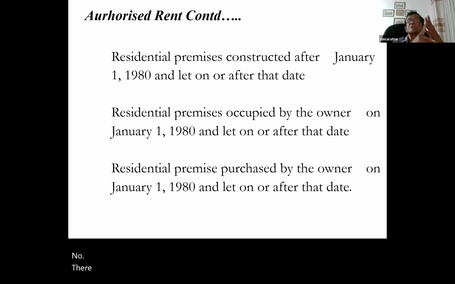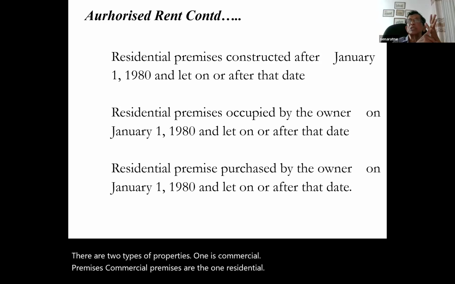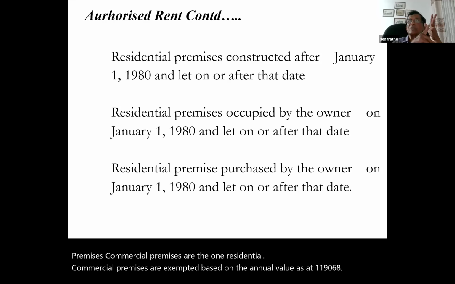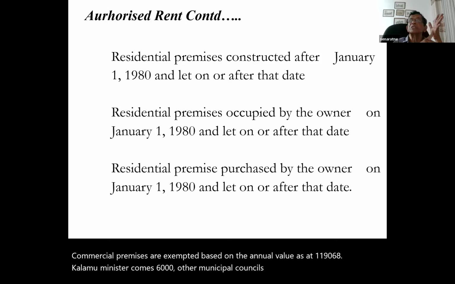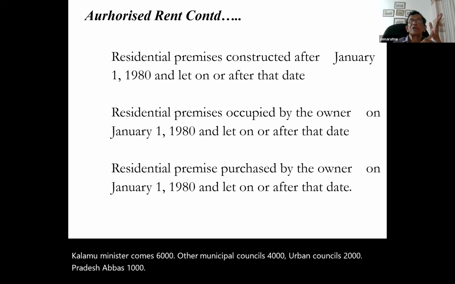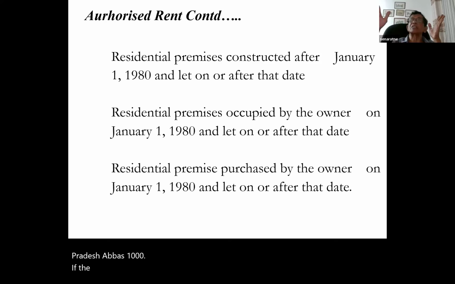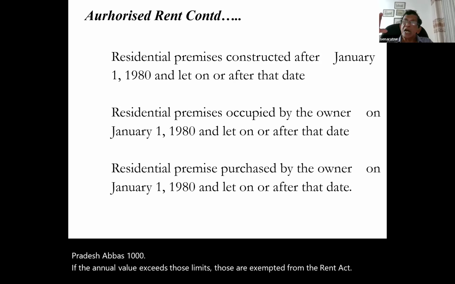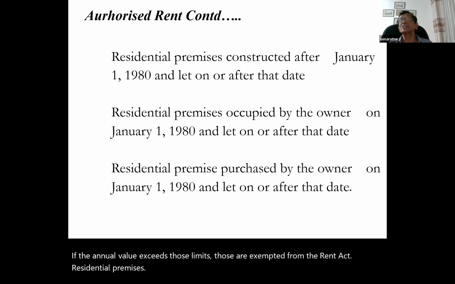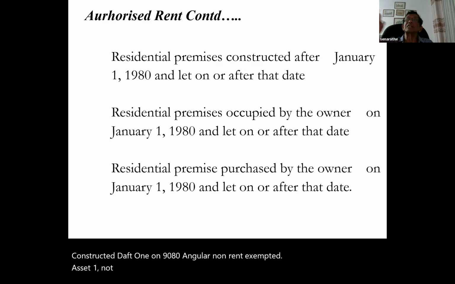Now, there are two types of properties. One is commercial premises, other one residential. Commercial premises are exempted based on the annual value as at 1/1/1968. Colombo Municipal Council is 6,000, other municipal councils 4,000, urban councils 2,000, Pradesh Sabhas 1,000. If the annual value exceeds those limits, those are exempted from the Rent Act. Residential premises constructed after 1/1/1980 and given on rent are exempted. Occupied by the owner as at 1/1/1980 and given on rent after that are exempted. Possession taken after 1/1/1980 and given on rent are exempted.